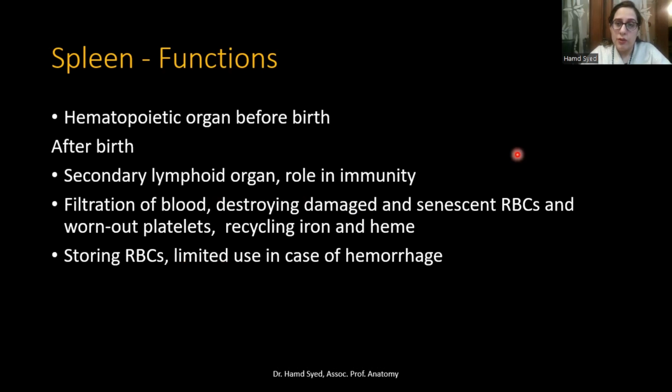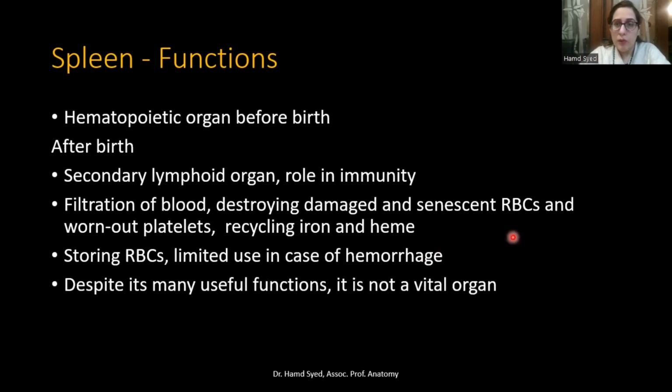Another function is the storage of red blood cells. The spleen acts as a blood reservoir. This function can be useful in case of bleeding, as it can release blood into the bloodstream. But this function is of more significance in other animals like dogs and horses, because in that case, there is more smooth muscle present within the capsule and trabeculae of the spleen. In human beings, the amount of smooth muscle fibers is very limited within the capsule and trabeculae. So this function as a blood reservoir is of limited use during heavy or active bleeding.